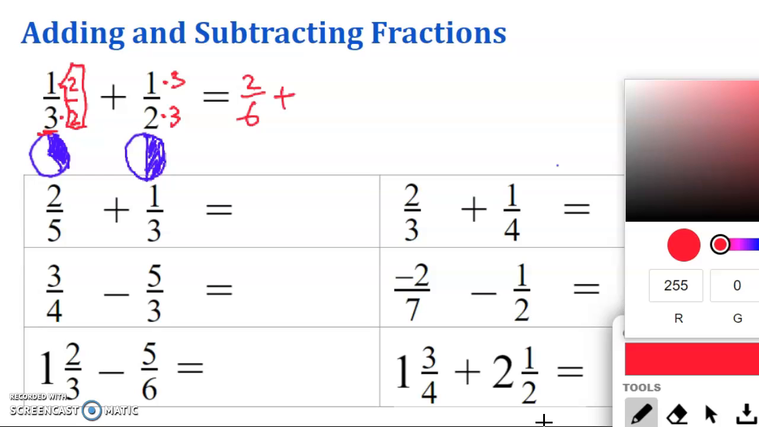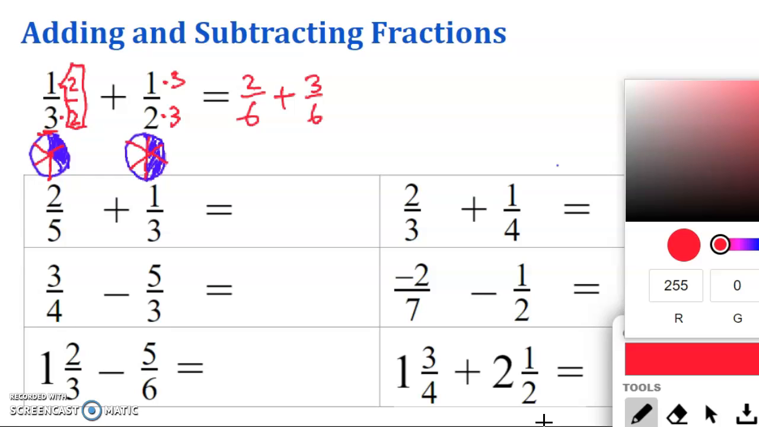And 1/2 is equivalent to 3/6. Okay, because 1 times 3 is 3, 2 times 3 is 6. Now that the denominators are the same, it's like adding pizza that is divided up into 6 pieces instead of a 1/3 and then a half. So that makes it far easier to add them up.